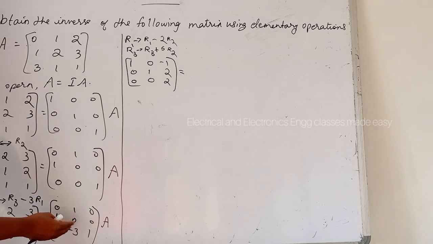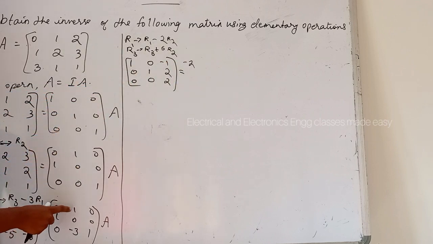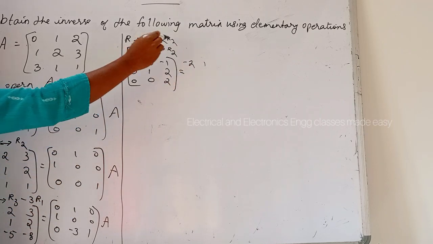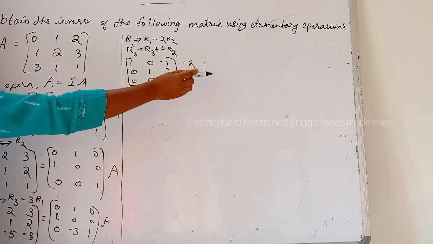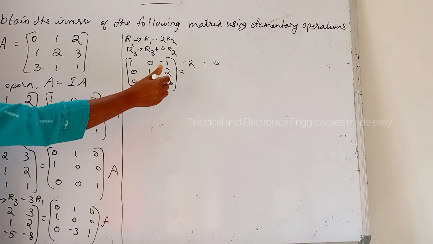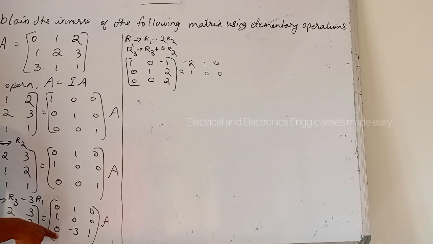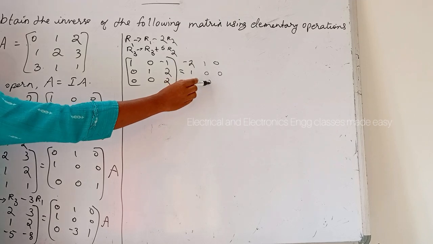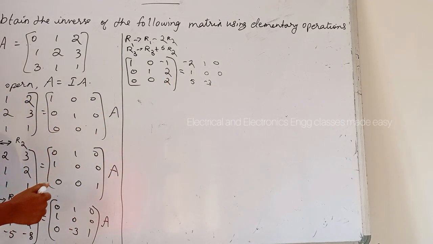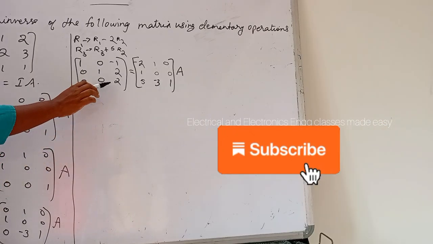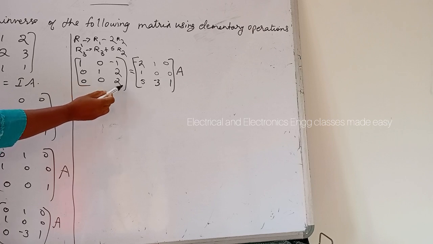Now in the RHS also we have to apply this rule. Here we will get R1 minus 2 times R2. So 0 minus 2 times 1, that is minus 2. Then 1 minus 0, so 1. Then next is 0 minus 0, so it is 0. Then the next row is the same. Then here we will get R3 plus 5 times R2. Here we will get 5. Next is minus 3 plus 0, that is minus 3. Here 1 plus 5 times 0, that is 1, into A.